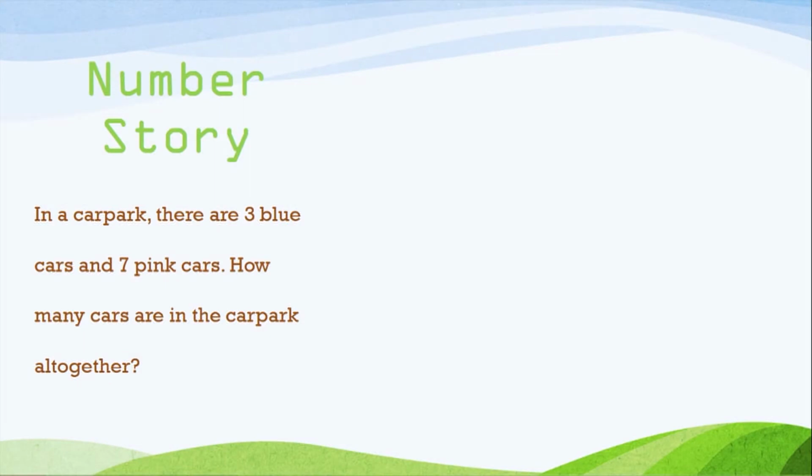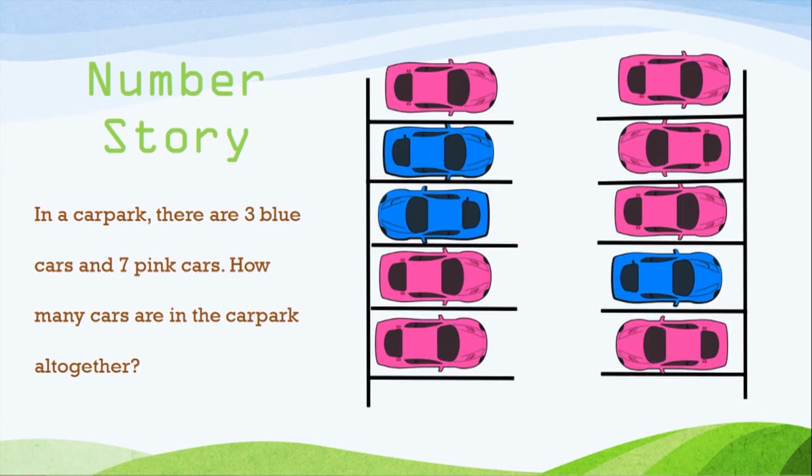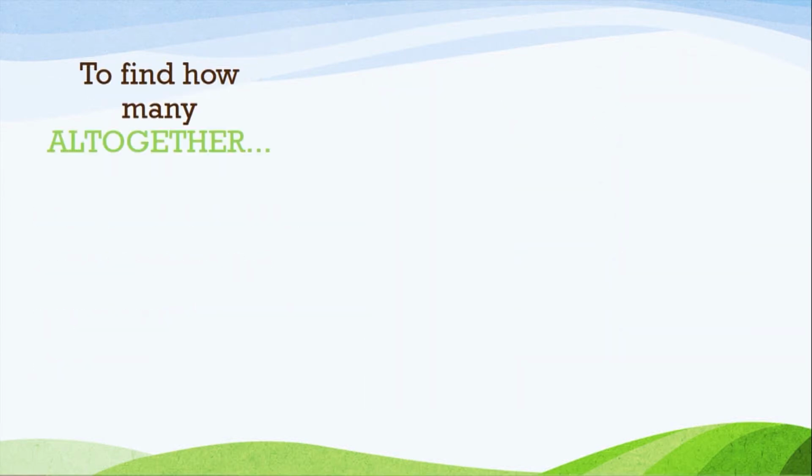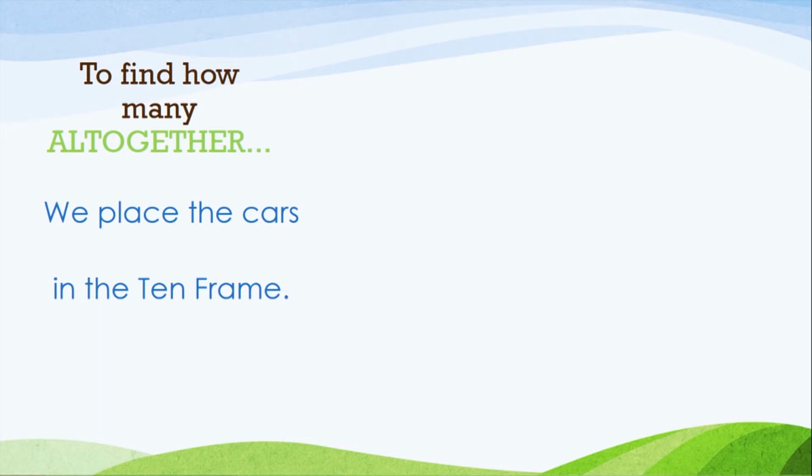Now, just like before, you are going to join me as I solve this number story with my 10 frame. So here's my number story. Listen as I read. In a car park, there are 3 blue cars and 7 pink cars. How many cars are in the car park all together? They are the cars in the car park. To find how many all together, we place the cars in the 10 frame.